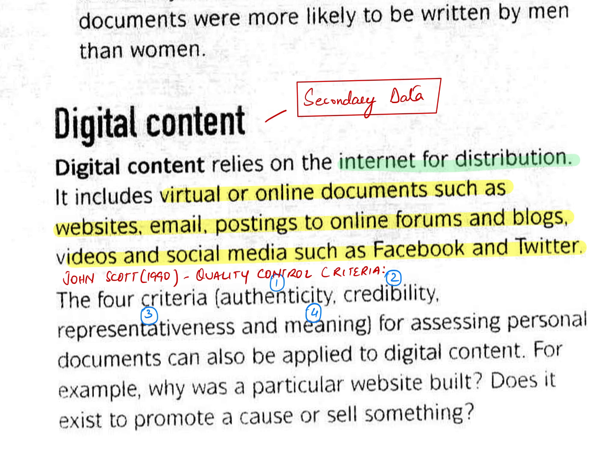Now, if you remember in the last class, we had spoken about this when we were discussing qualitative data, under the heading of secondary research or secondary data. So we had spoken about John Scott. John Scott in 1990 came up with four different quality control criteria, and to remind you all, they were: number one, authenticity, credibility, representativeness and meaning.